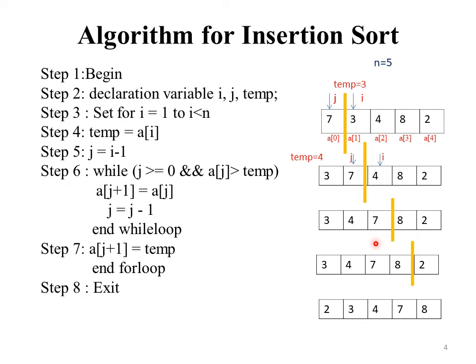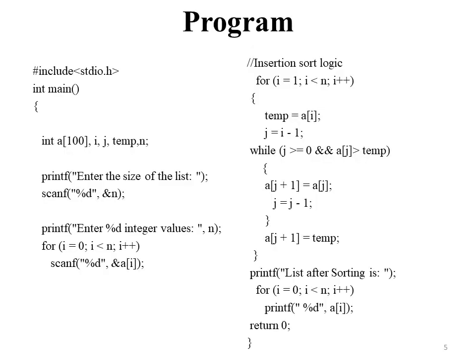So we repeat this process and we find out the sorted elements using insertion sort. For insertion sort, here we first declare an array, the name of the array is A, and 100 is the size. Then declare 4 variables, that is i, j, temp and n.